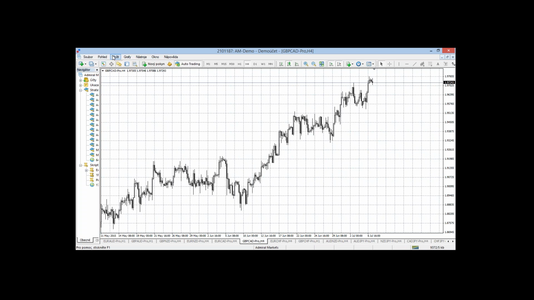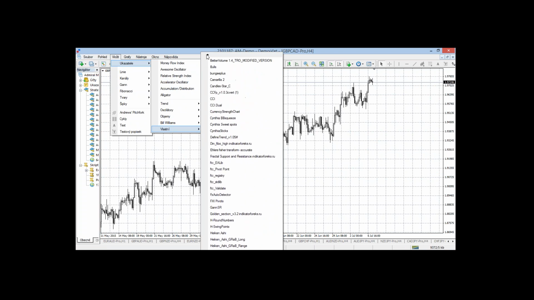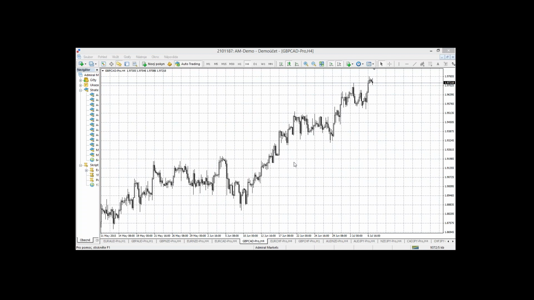Let me quickly add the, forgot to look at it. We can take a look at the indicator that compares the currencies instead of looking at currency pairs. One second.